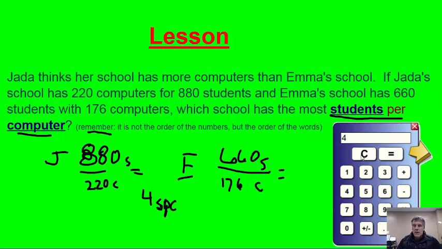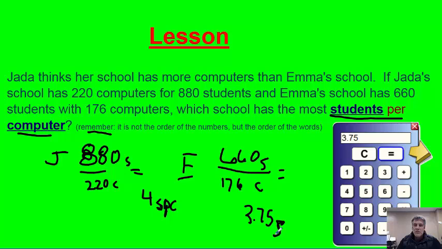And then 660 divided by 176, and we get 3.75. All right, so now I got 3.75. Now, does that make really sense? Am I going to have 3 3/4 computers? No, you're not. But can I compare them? Yeah. So, or 3.75 students.